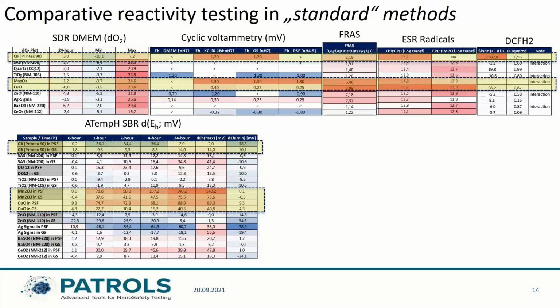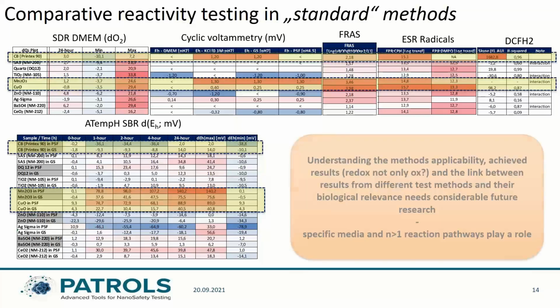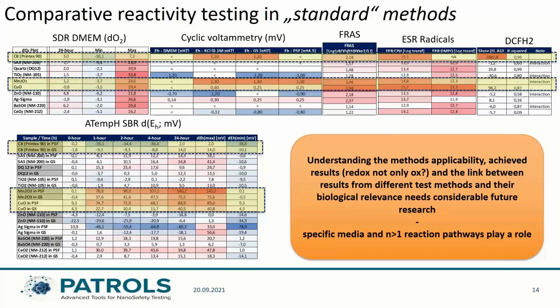We haven't dug much into this data yet, so this is coming up. But it's clear that we really need to understand the methods' applicability and the achieved results. And we also need to understand the link between the results from these different test methods and their biological relevance. This needs to be addressed in future research. It's important to note that the specific media plays a role, and there is more than one reaction pathway to obtain the oxidative or reductive behavior of the particles. So I think it's important to really think carefully about this and understand how we should test reactivity in the future.